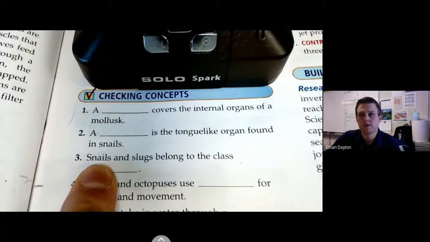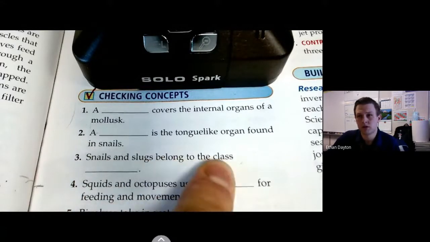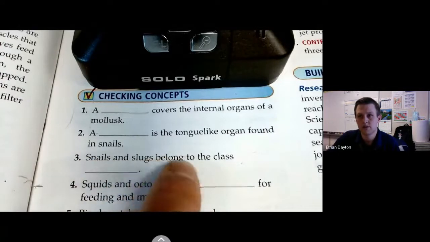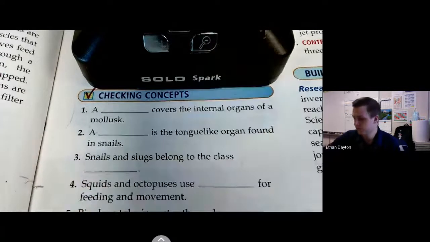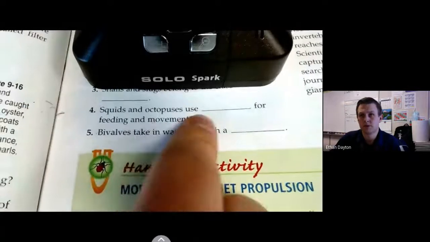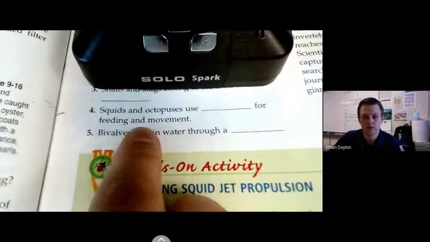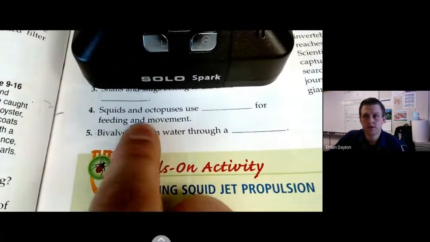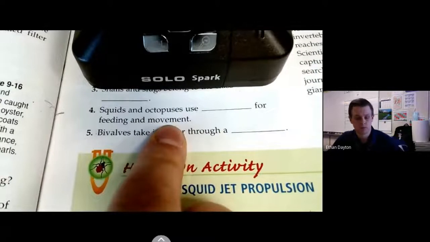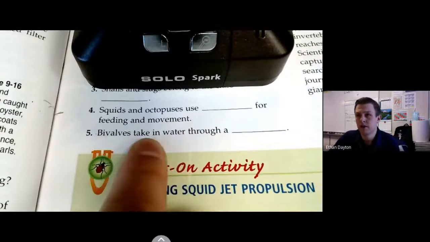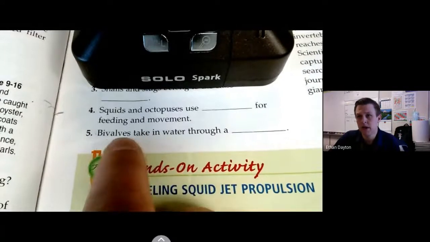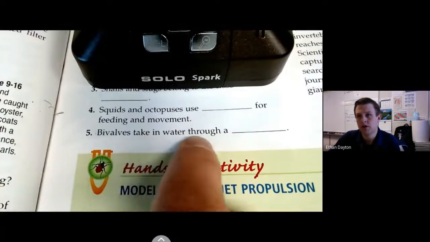Number 3, snails and slugs belong to the class blank. Number 4, squids and octopuses use blank for feeding and movement. Number 5, bivalves take in water through a blank.